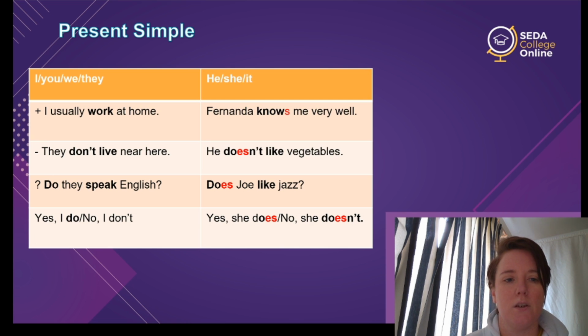Negative. They don't live near here. So they do not live. Contraction. It's always good to use contractions in English. It makes your conversation just makes everything flow. He doesn't like vegetables. He doesn't like vegetables. Because it's third person, we have to use doesn't like. Note the spelling as well.